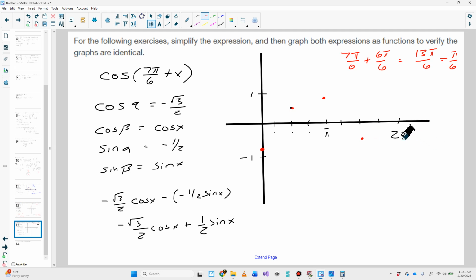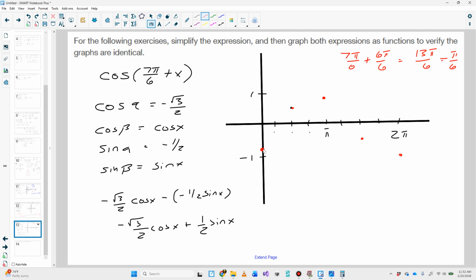And then 2 pi should be exactly the same as what we had here because it's a cosine. Things really look weird when it comes to this cosine graph because it just looks off. But we have determined that this and this are indeed the same. So we can double check. Cosine of 0 is 1, so that's the negative square root of 3 over 2, plus 0. Negative square root of 3 over 2 is negative, so we start here.